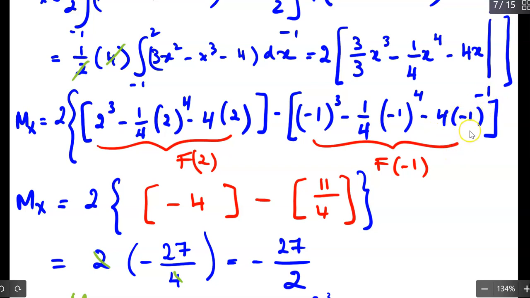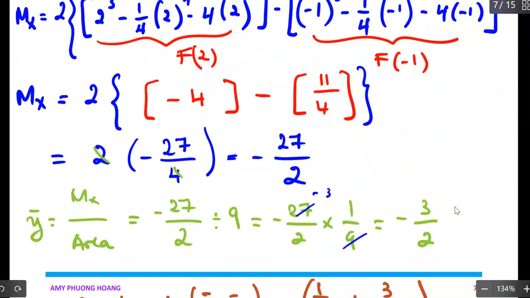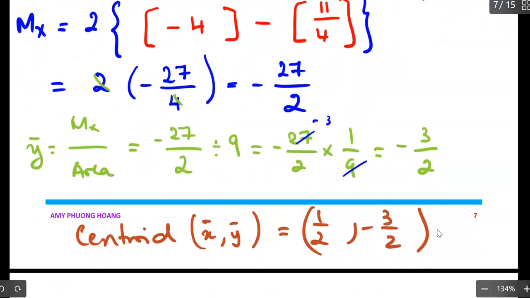All right, okay. So I should have -4, -11, subtract positive in here, 11/4, and then I have -27/2 as Mx. Don't forget to divide by the area equal to 9. That means you multiply by 1/9, and the ordinate becomes -3/2. So make a conclusion for me, please. The conclusion is x bar, y bar is equal to this coordinate.